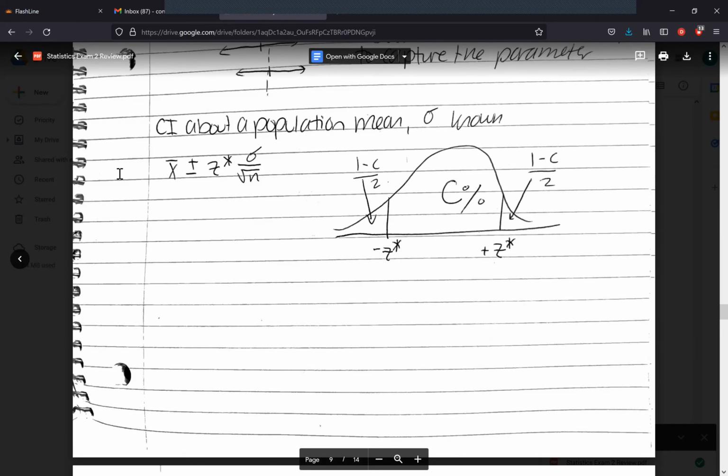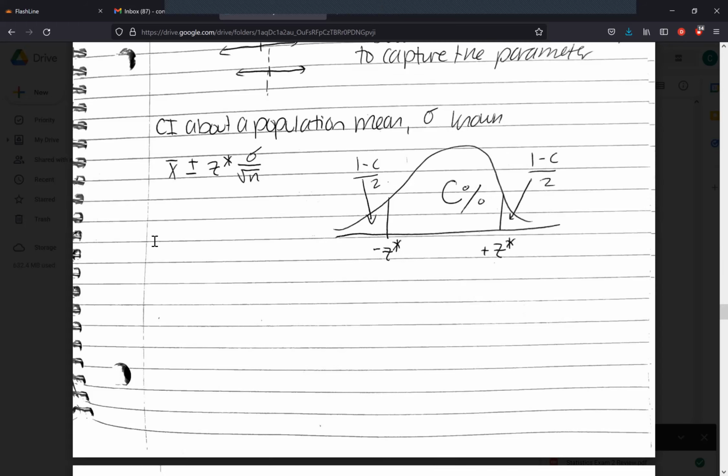Here's more formulas, because statistics is all about formulas just as much as it is about interpreting the results of plugging stuff into these formulas. So if we want to try and capture the true value of a population mean, mu, and we are given the population standard deviation, sigma, then we have this equation here that we can use. So it's the sample mean x bar plus or minus z star, which I'll get to in a minute, times sigma divided by the square root of n.